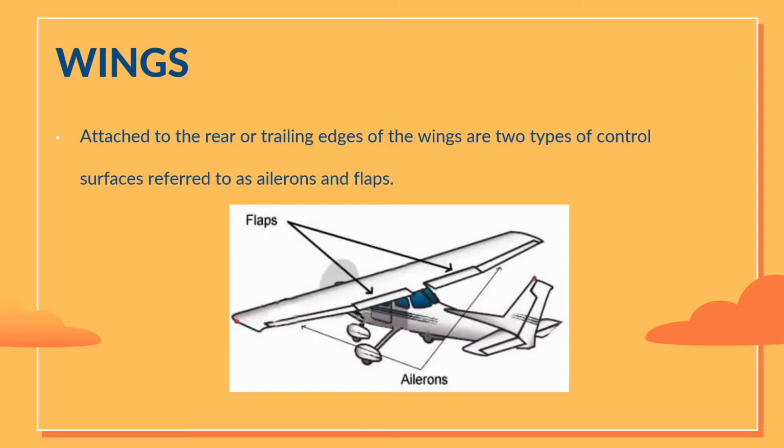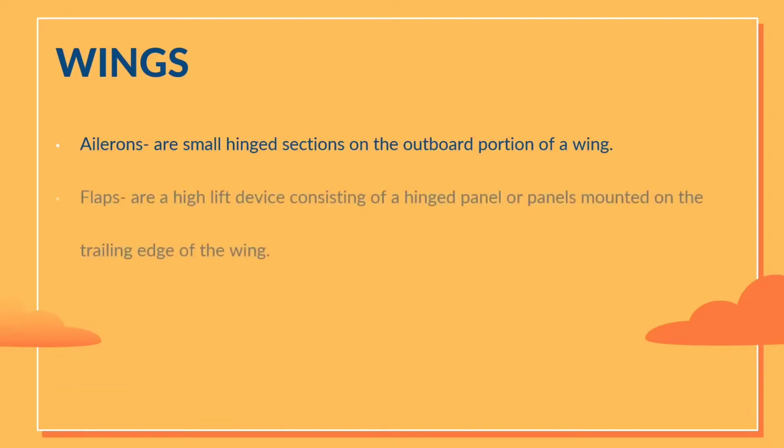So these are the flaps and the ailerons. They are two types of control surfaces which attach to the rear or trailing edges of the wings. Ailerons are small hinged sections on the outboard portion of a wing. Flaps are a high-lift device consisting of a hinged panel or panels mounted on the trailing edge of the wing.